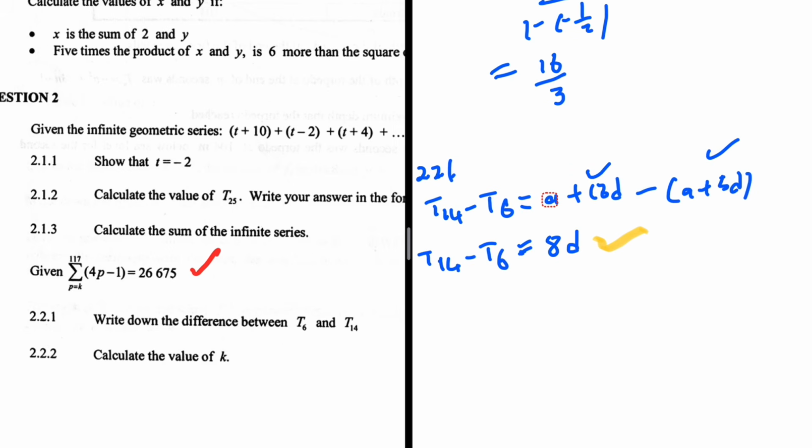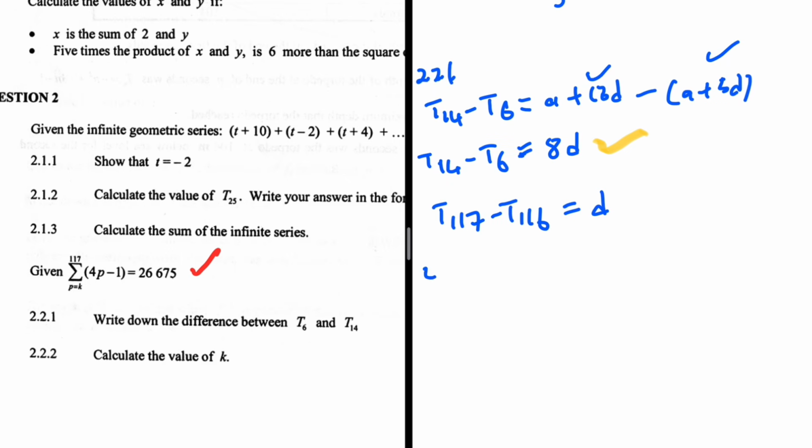I think it's completely unnecessary. You can just use 1 and 2, but anyway, let's carry on. So T117 minus T116 should give us D. Right, the difference between T117 and T116 should be D. So 4 multiplied by 117 minus 1, minus 4 multiplied by 116 minus 1, should be equal to D.